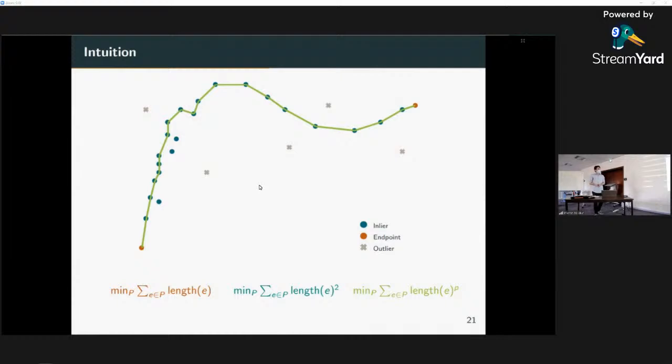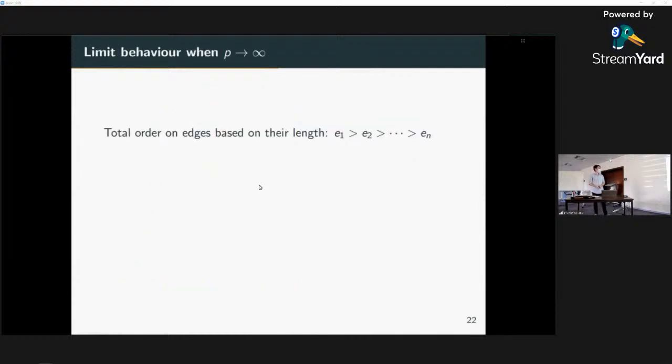So what have we constructed by using these larger exponents? Well, let's first assume that we have a total order on the edges, which is based on their length. So we can order the edges from E1 to En. We have this property that for an exponent P large enough, and for any edge Ei, the length of this edge to the power of P will be greater than the sum of the lengths of all the edges that are smaller than this one, to the power of P.